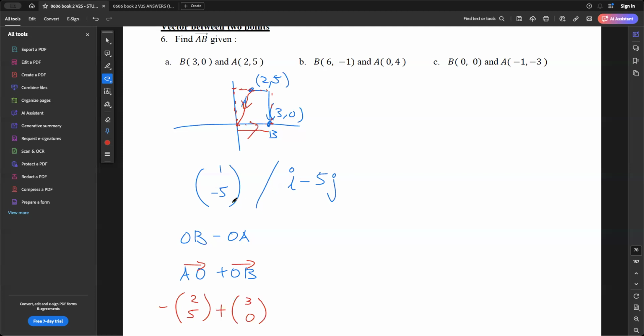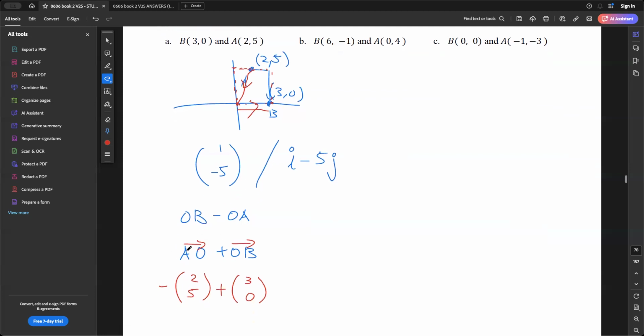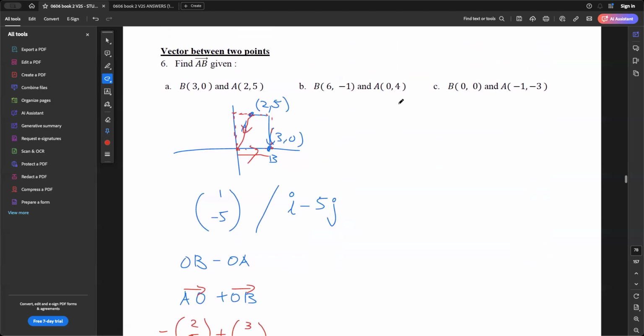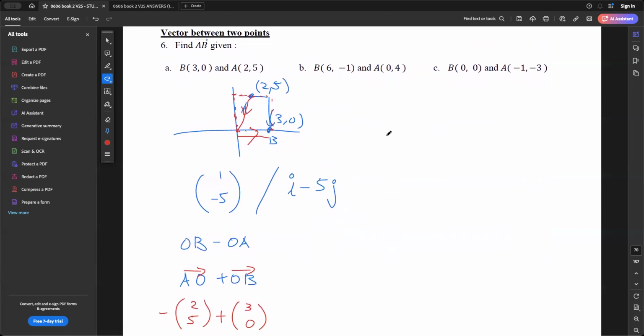Okay. Don't crack your head over this. It's not that complicated. Just follow the direction of the arrows. Okay. One more. This one. B is this. A is this. Can I get the working from you?